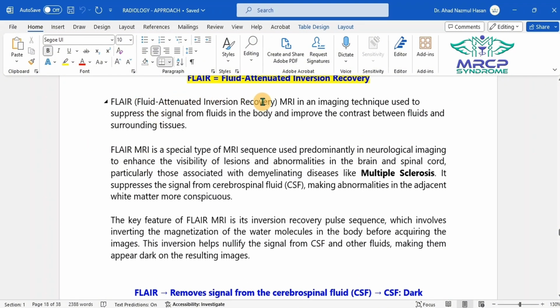FLAIR, fluid-attenuated inversion recovery MRI, is an imaging technique used to suppress the signal from the fluids in the body and improve the contrast between the fluids and surrounding tissues. FLAIR MRI is a special type of MRI sequence used predominantly in neurological imaging to enhance the visibility of lesions and abnormalities in the brain and the spinal cord, especially in case of multiple sclerosis.